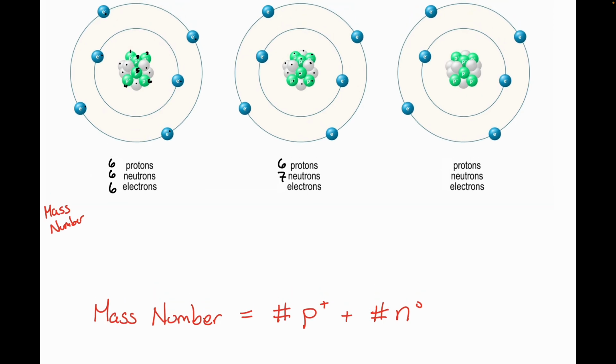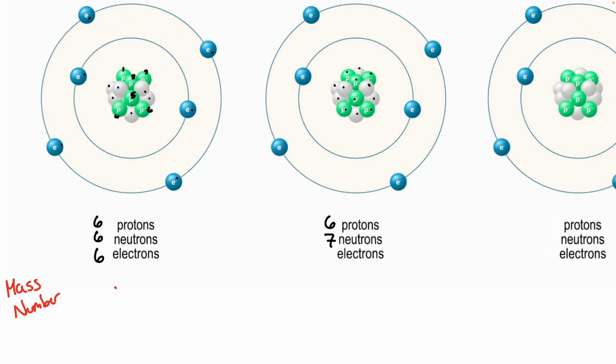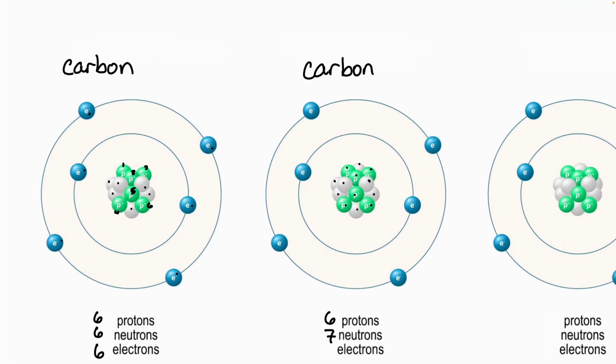Okay, so let's do this first one here. We have 6 protons and 6 neutrons. What would be the mass number of this particular atom? 12, right? The sum of the protons plus neutrons gives you your mass number. So if I was trying to talk about this specific atom right here, I can't just call it carbon. I'm going to call it carbon 12. We name specific isotopes with the name and then a dash and then that mass number.